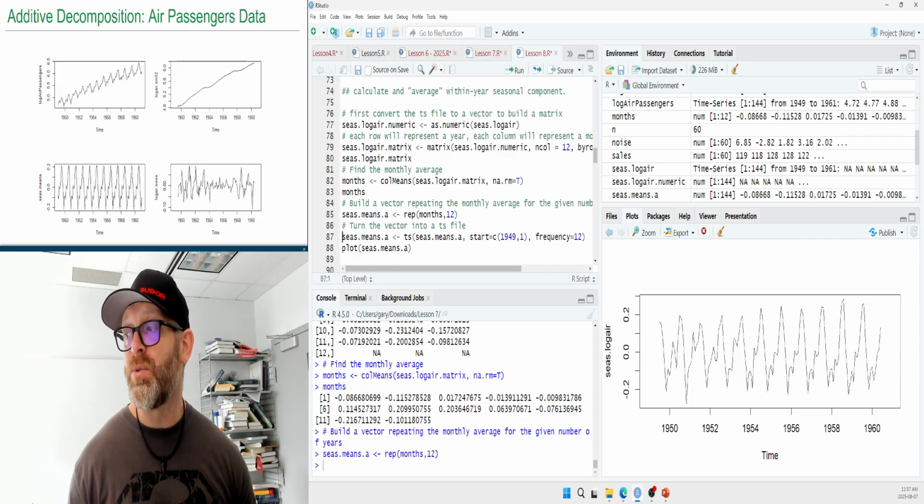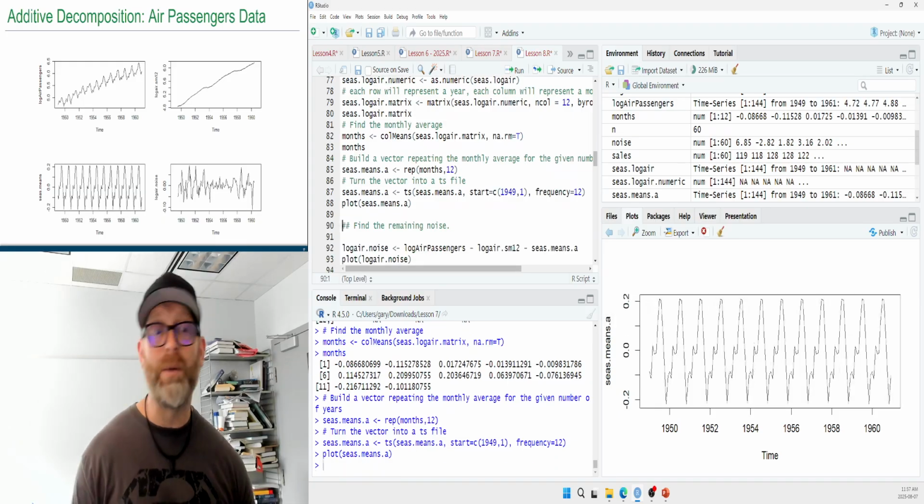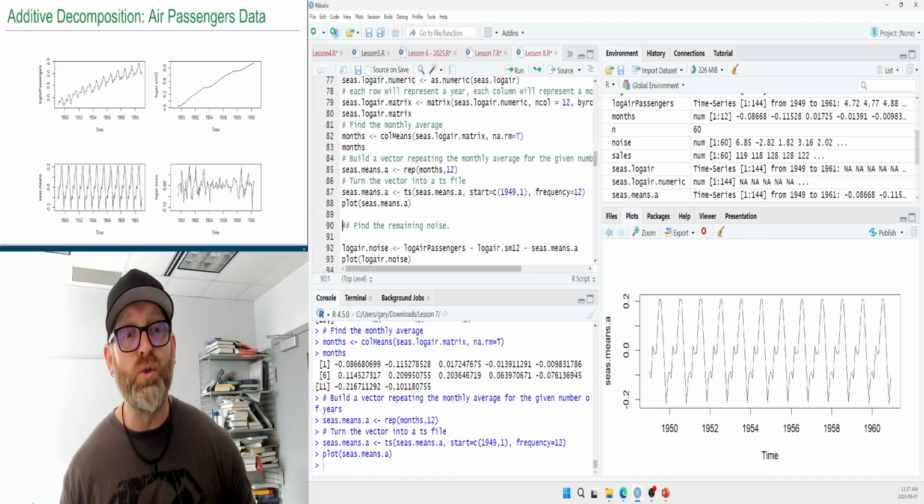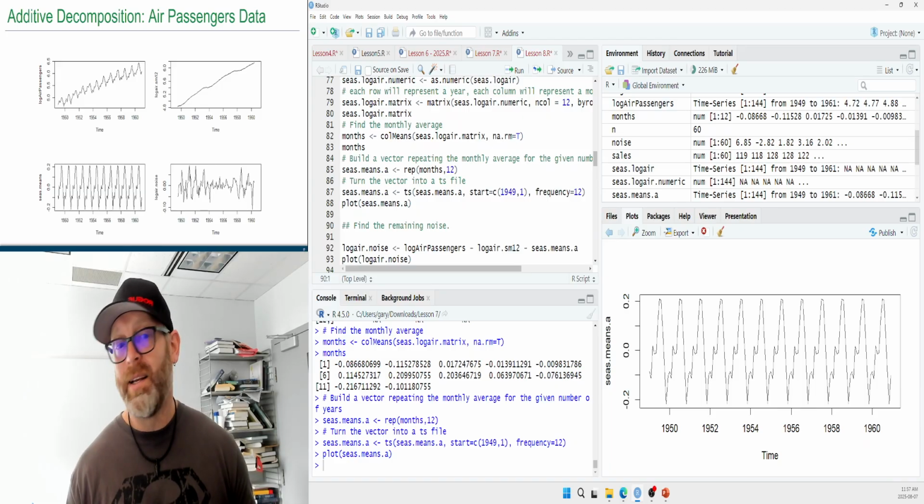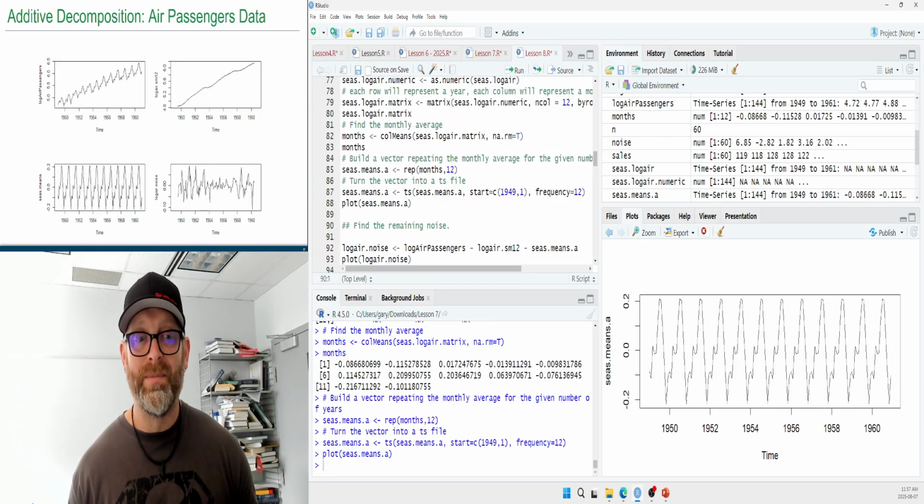And again, I want to turn this into a time series. And if I plot this, there we go. I have my up and down fluctuations, which is perfect the whole way through. So it's exactly the same year after year, because I've just taken that average and I repeated it over and over again.